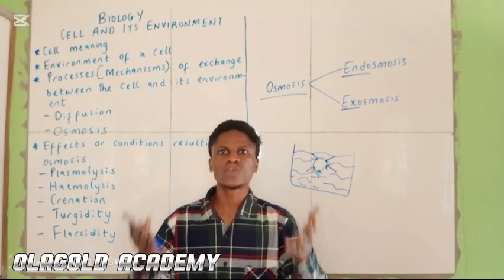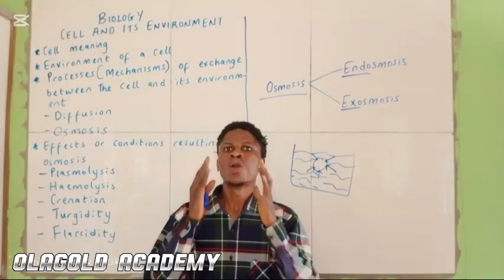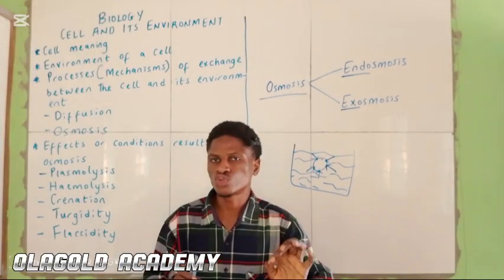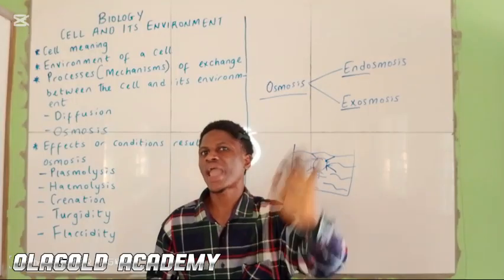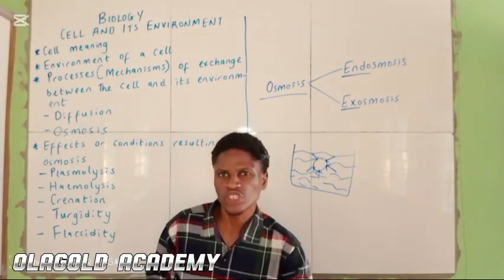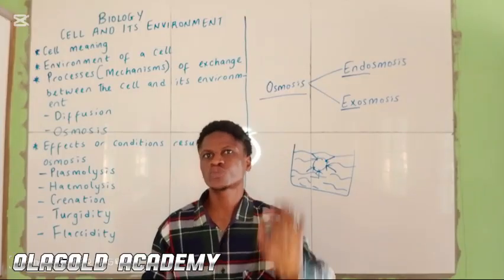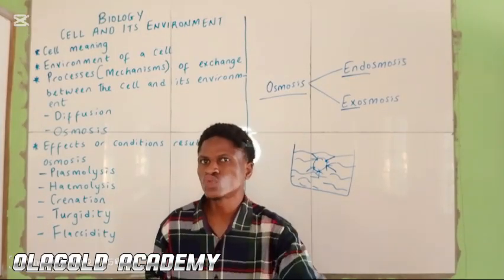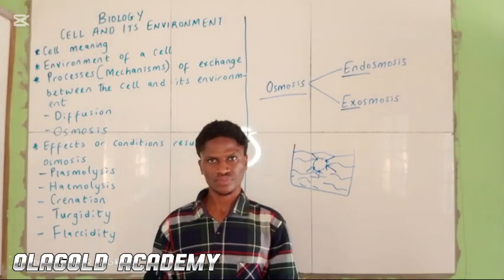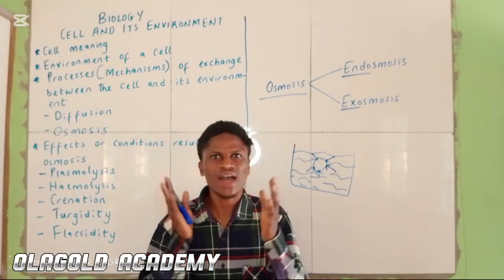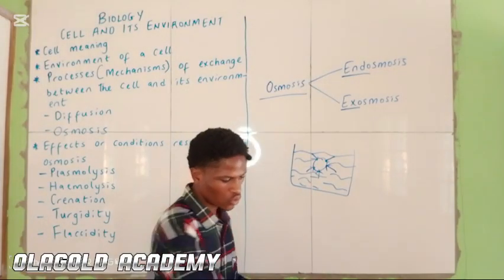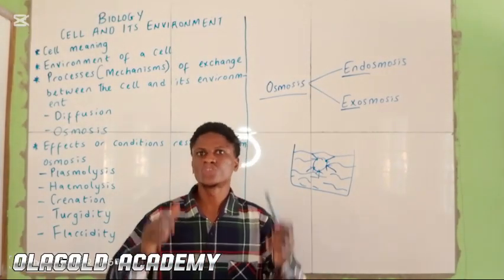Now, what is osmotic pressure? Osmotic pressure is caused when water molecules move into a hypertonic solution. What did I say? Osmotic pressure is caused when water molecules move into a hypertonic solution. Now, what is a hypertonic solution? Let me explain what hypertonic solution means.